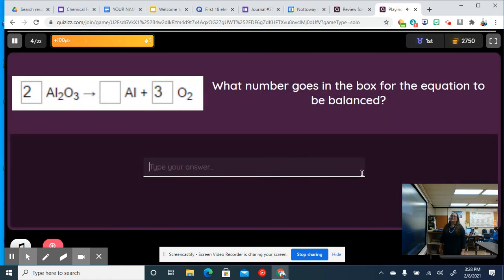What number goes in the box for this equation to be balanced? Well, the only one that's empty is aluminum. So we have to figure out how many aluminums we have on the reactant side. 2 times 2, 4. So how many aluminums do we need? 4.